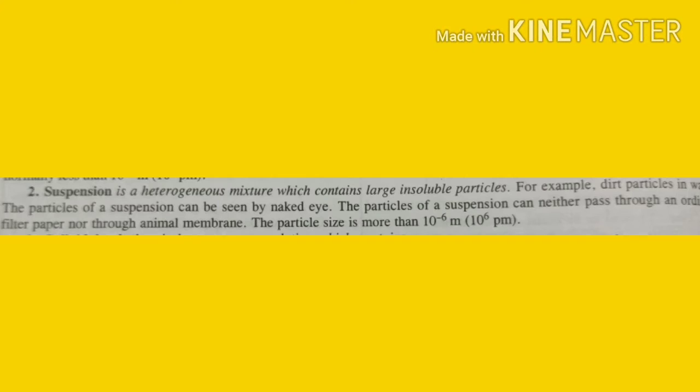Now, the second is the suspension. Suspension is a heterogeneous mixture which contains large insoluble particles, for example, dirt particles in water. The particles of a suspension can be seen by naked eye. The particles of a suspension can neither pass through the ordinary filter paper nor through animal membrane. The particle size is more than 1000 nanometer, that is 10 to the power minus 6 meter or 10 to the power 6 picometer.